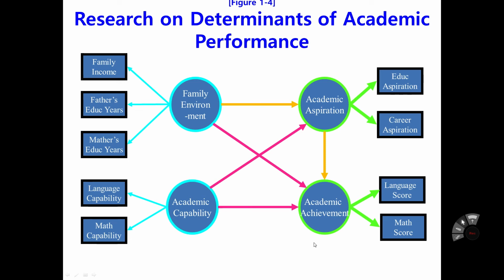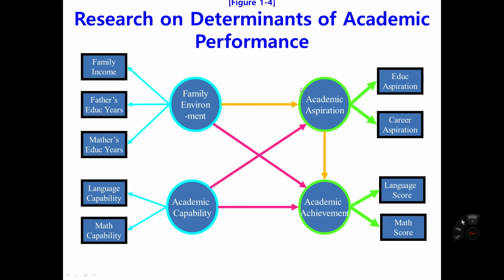Very excellent. How many observed variables in this project? Basically 9. 5 exogenous observed variables and 4 endogenous observed variables. 3 exogenous observed variables will produce 1 exogenous latent variable of family environment. 2 observed exogenous variables will produce 1 latent variable of the exogenous part, academic capabilities, and 2 endogenous observed variables will produce academic aspiration, and 2 endogenous variables will produce academic achievement. So there are 2 kinds of endogenous latent variable.